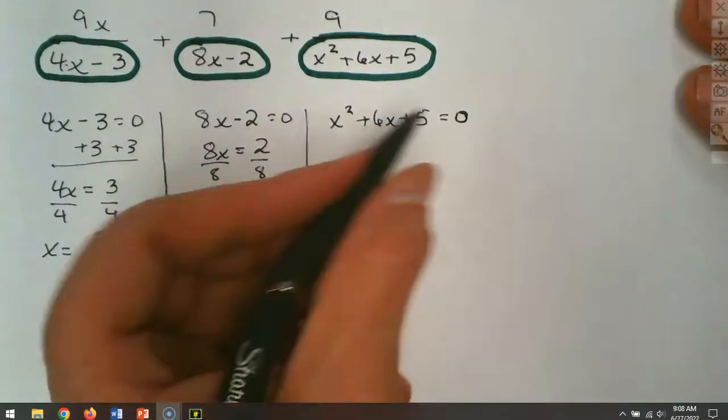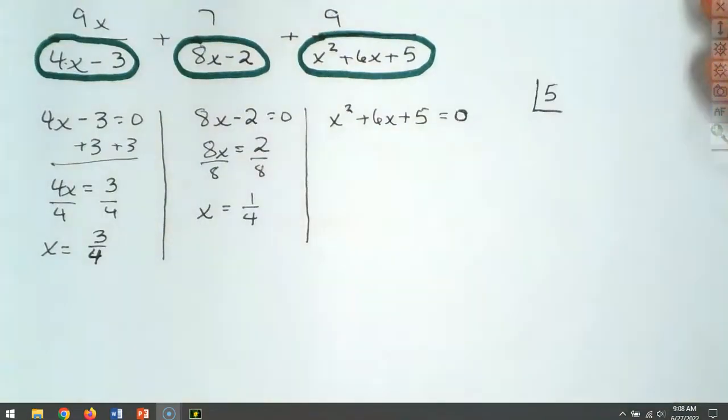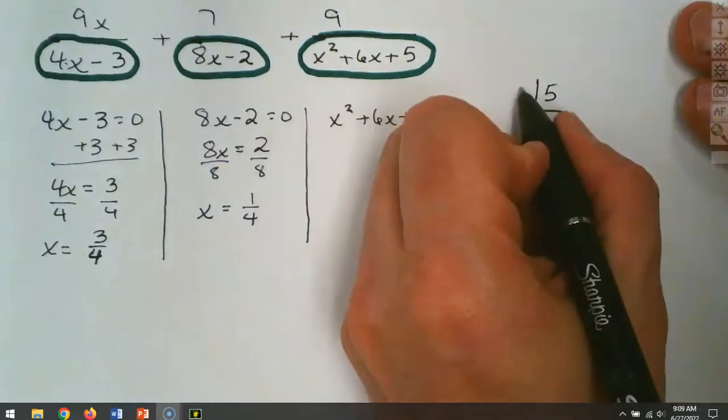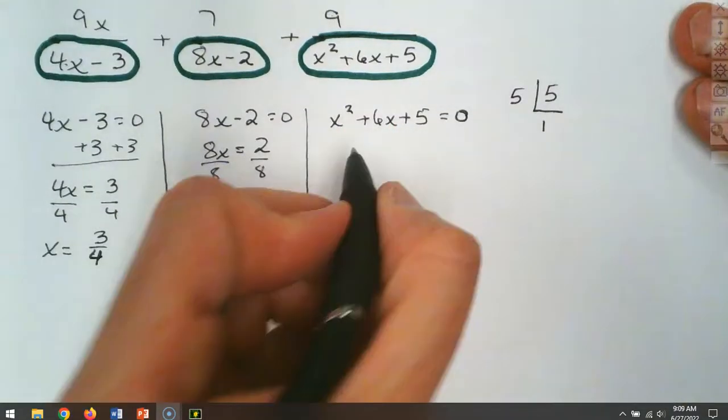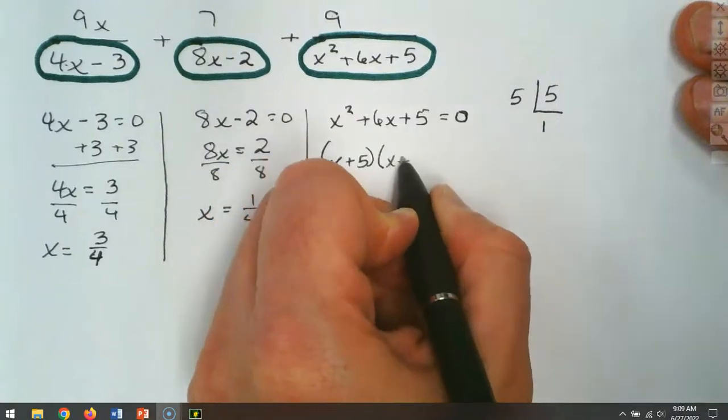And so when I factor this, first times the last is a 5. And what two numbers multiply together to give me 5, add together to give me 6 in the middle? Does anybody know what those two numbers would be? Yep, very good work. 5 and 1, right? That then factors into (x + 5)(x + 1).